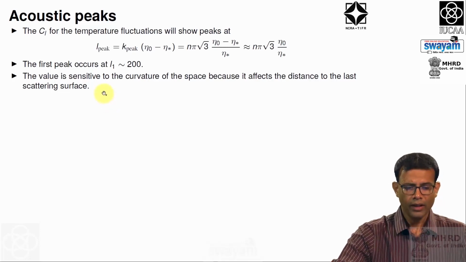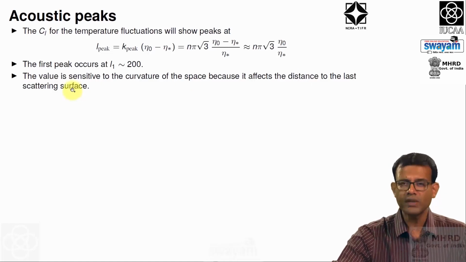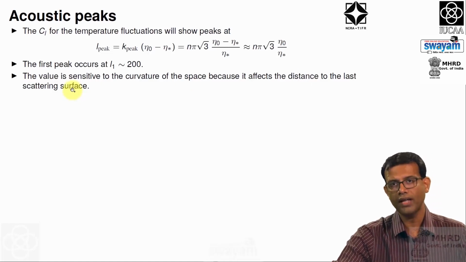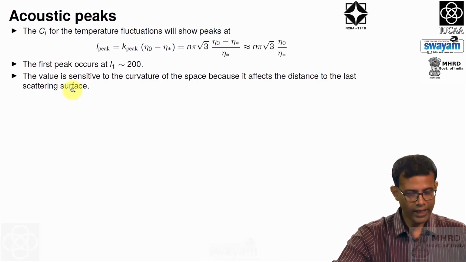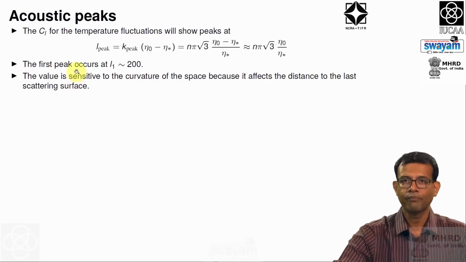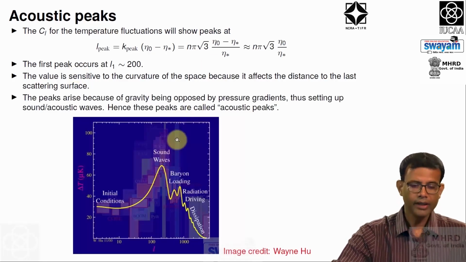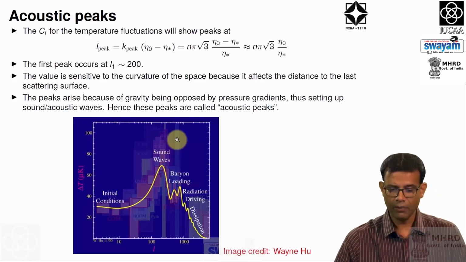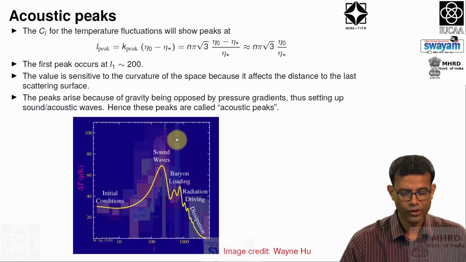Actually, this value is sensitive to the curvature of the space, because that will affect the distance to the last scattering surface. To be very precise, it will affect the relation between the angular scale and the linear scale, or the length scale. Again, when we were discussing the angular diameter distance, we talked about these things in slightly more detail. These peaks arise because of gravity being opposed by pressure gradients, which is setting up sound or acoustic waves. So, these peaks are called acoustic peaks.